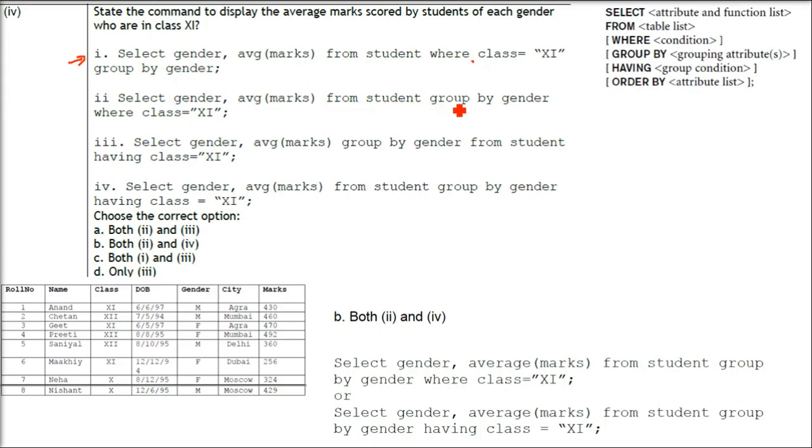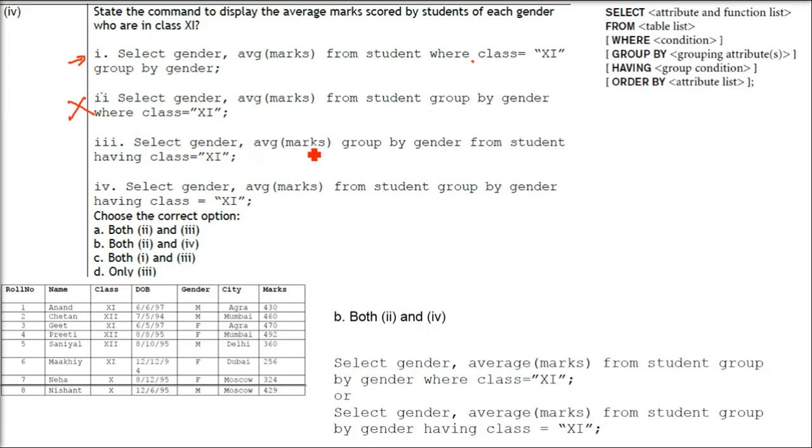Select gender, average, from student, group by. We cannot break it. Where cannot come after group by. So I cancelled it. So the second one is not correct, so the answer by CBSE is not correct here. Just cancel it out.